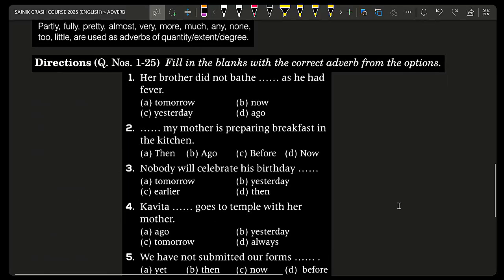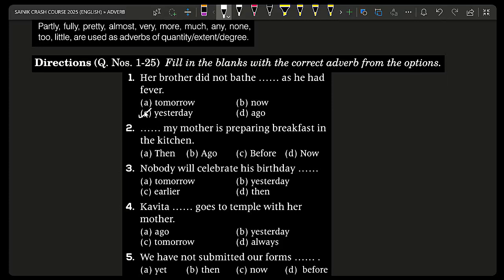Her brother did not bathe dash, as he had fever. Sir, yesterday. Yes. Yesterday is correct because did not is indicating that it is happening in the past form. So you can go for yesterday. That is C.